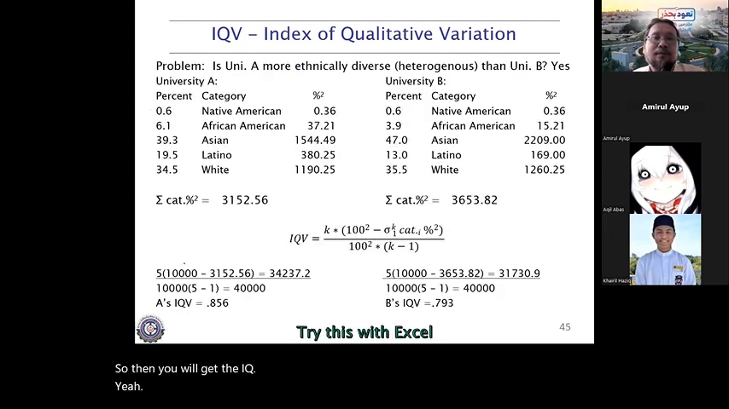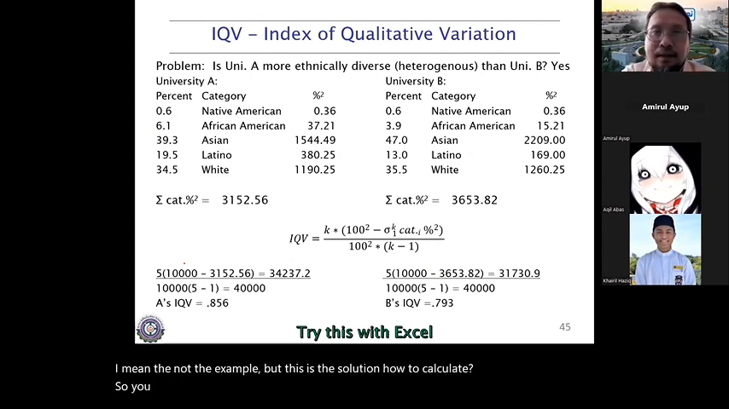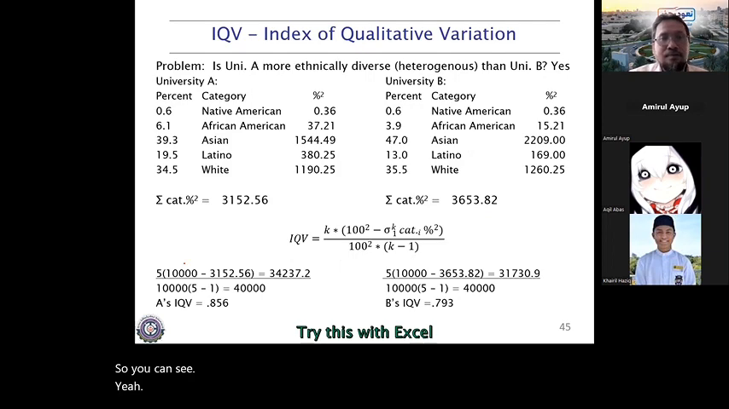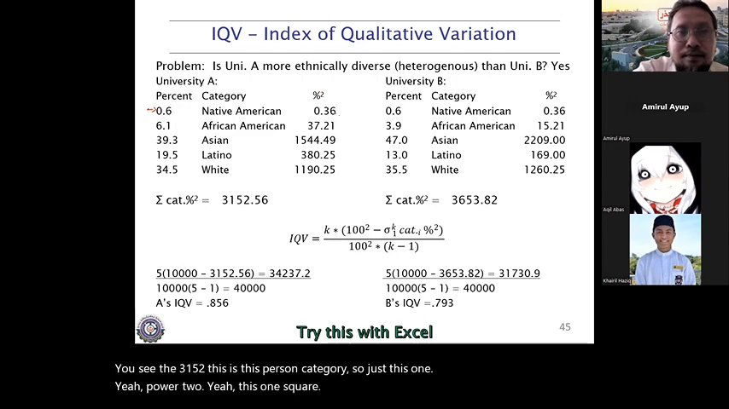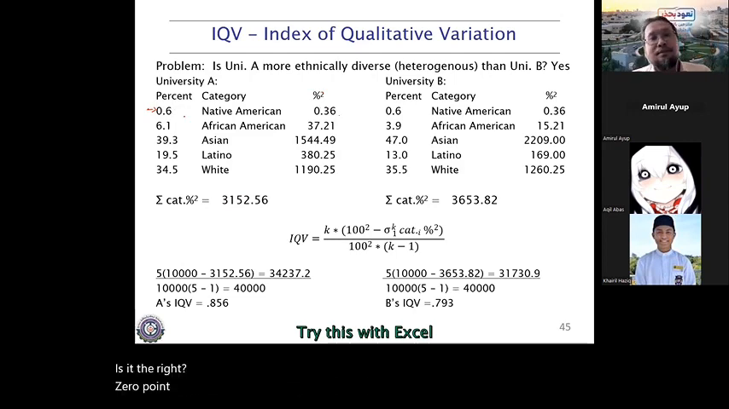So this is another example. I mean, not another example, but this is the solution for how to calculate. So you can see here, try to count. Each percent category, just this one, power 2, this one square. Is it right? 0.6 becoming 0.36, 6.1 becoming 37.21. Is it the correct number?